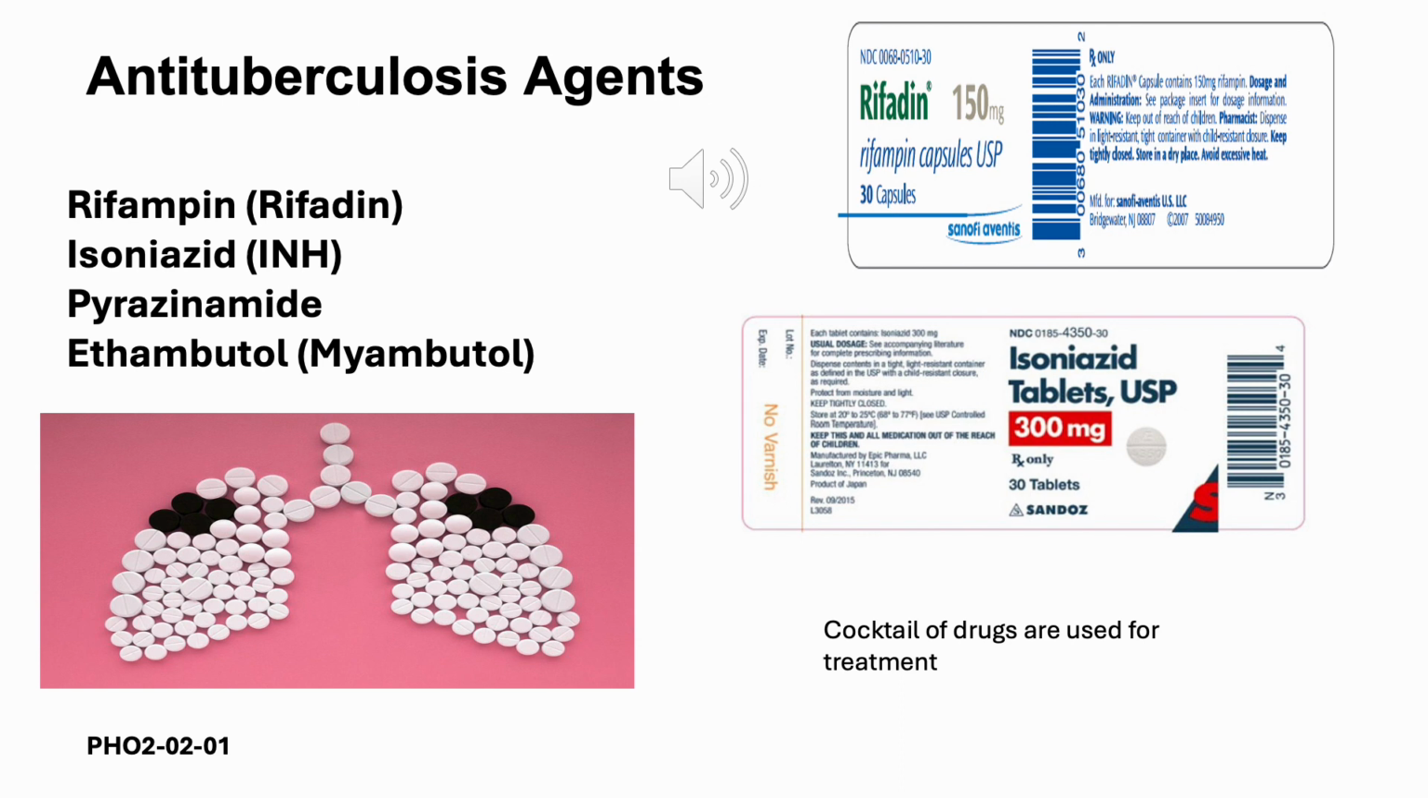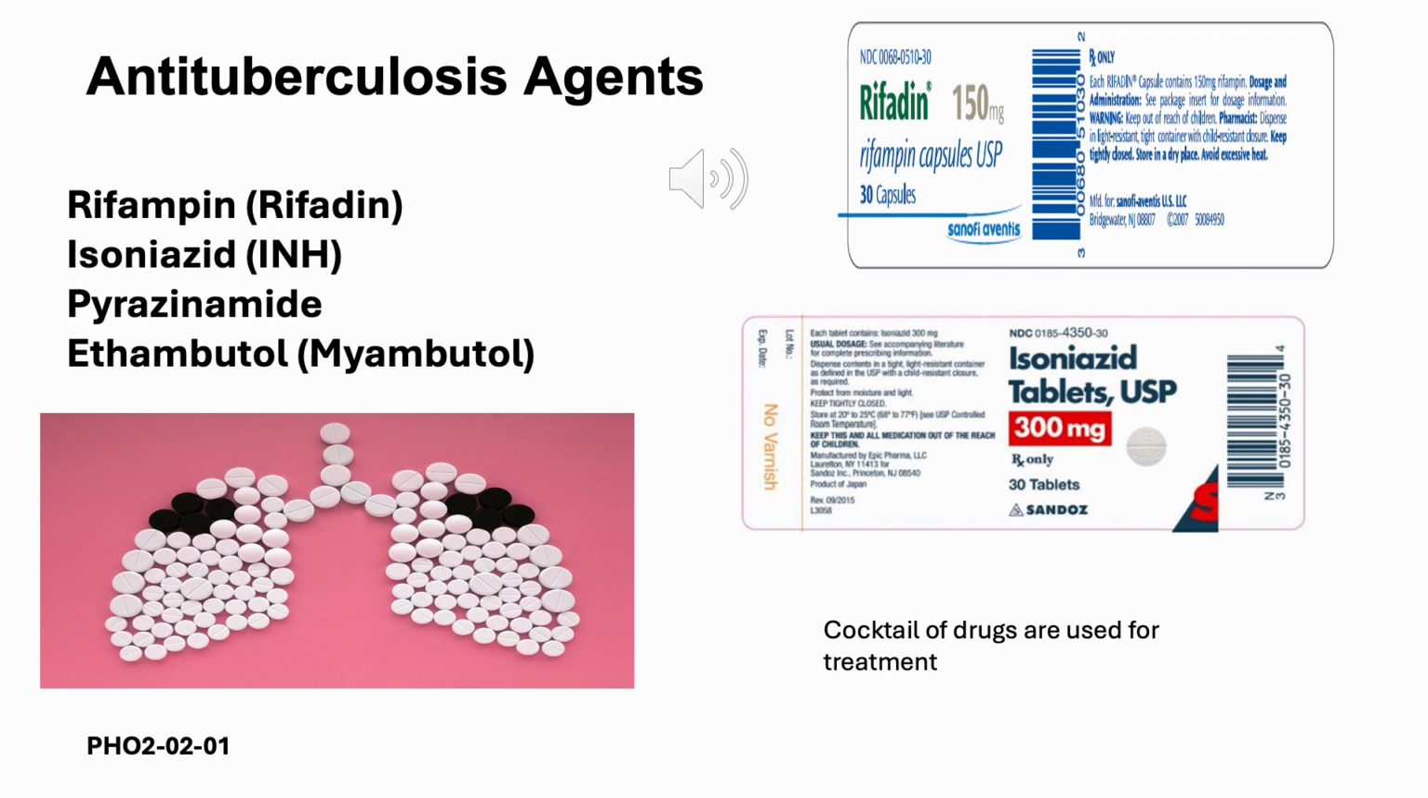Anti-tuberculosis agents: rifampin, known as Rifadin, isoniazid, known as INH, pyrazinamide, and ethambutol, known as Myambutol. Rifadin has side effects causing discoloration of the body fluids, which turn red-orange: the urine, sweat, and tears. It also causes vertigo, known as dizziness, nausea, and sometimes a rash may appear.